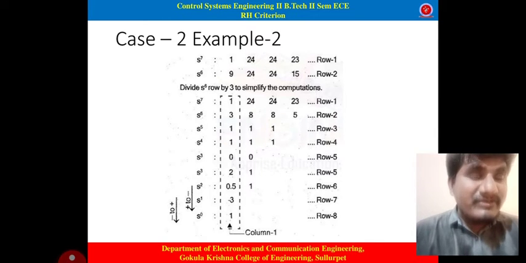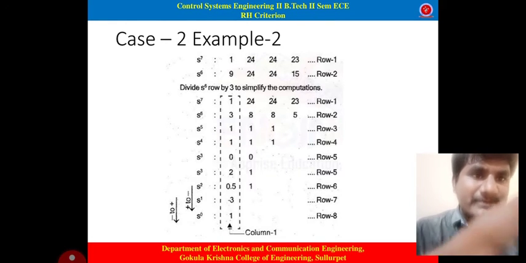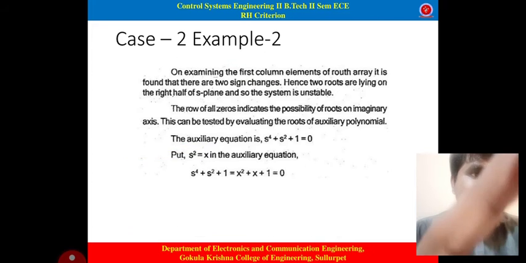Understand? When you are getting all zeros in any row, it directly means that there are some poles on the imaginary axis. In this particular example, we are trying to identify how many poles are on the imaginary axis, how many on the left side, and how many on the right side. Already we have calculated the number of poles lying on the right side of the S plane, because there are two sign changes. It means that there are two poles lying on the right side of the S plane. Let's see the remaining process.